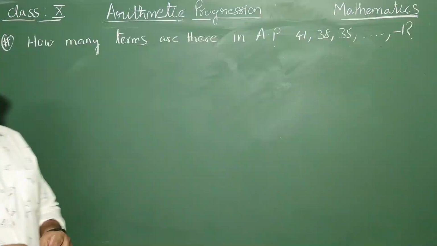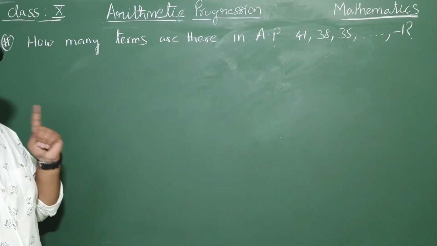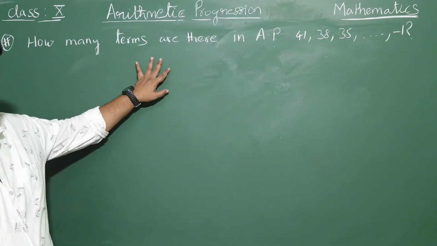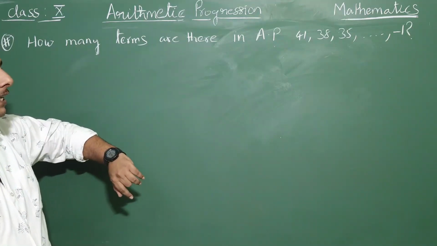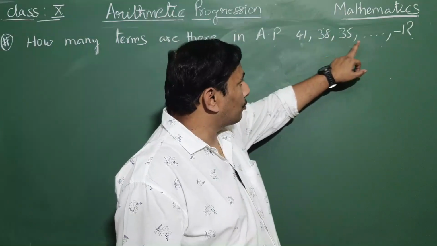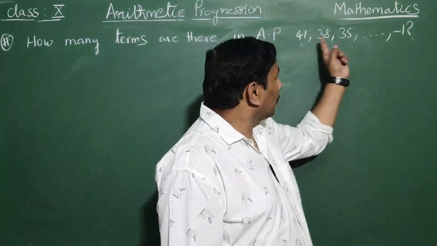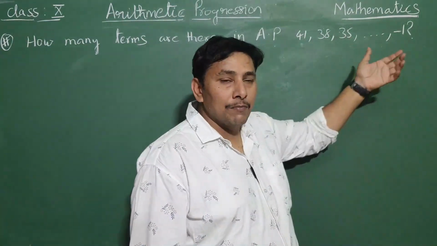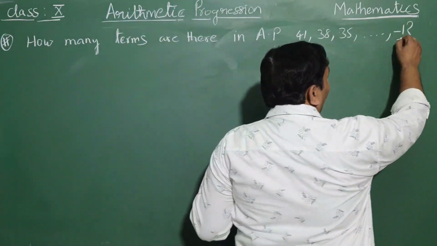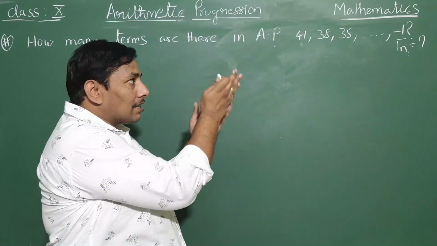Okay, let us see one more problem. This is not like the previous problem. How many terms are there in the AP? It is already said to be an AP, and we are asked to find out how many terms there are. The sequence is 41, 38, 35 and so on, up to the last term, which is minus 1. So from 41 to minus 1 we have to find out how many terms there are. T1, T2, T3 and so on. How many terms are there, the nth term? The last term is minus 1.